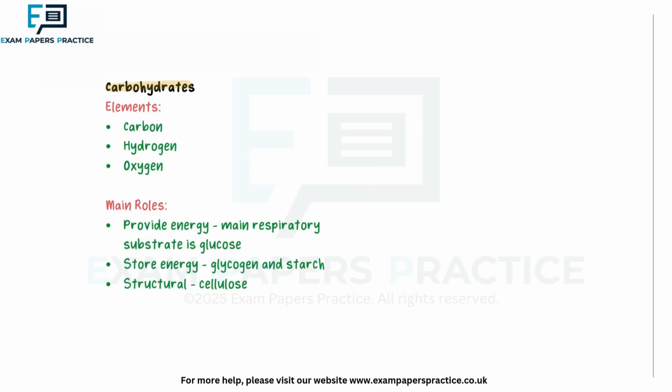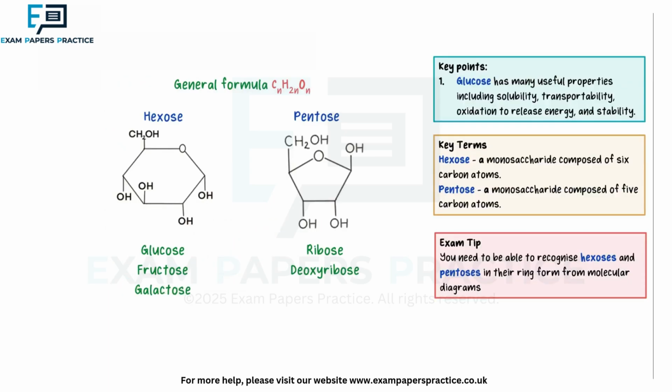Carbohydrates contain the elements carbon, hydrogen, and oxygen, and their main role is to provide energy through respiration, the main substrate of respiration being glucose, a monosaccharide. Some polysaccharides also provide energy storage, for example glycogen and starch, and some have structural roles, for example cellulose in plant cell walls. Monosaccharides are the most basic unit of carbohydrates.